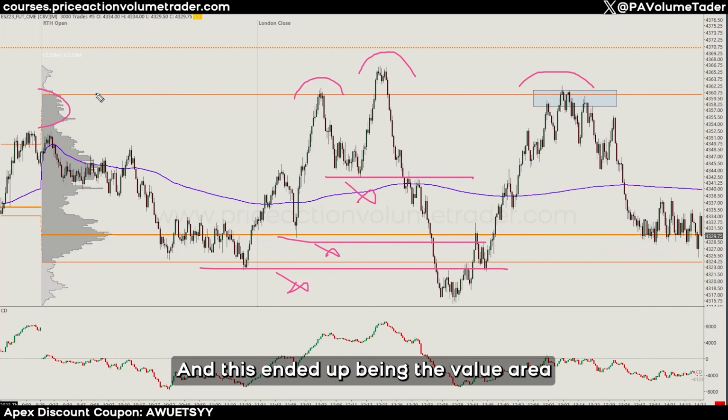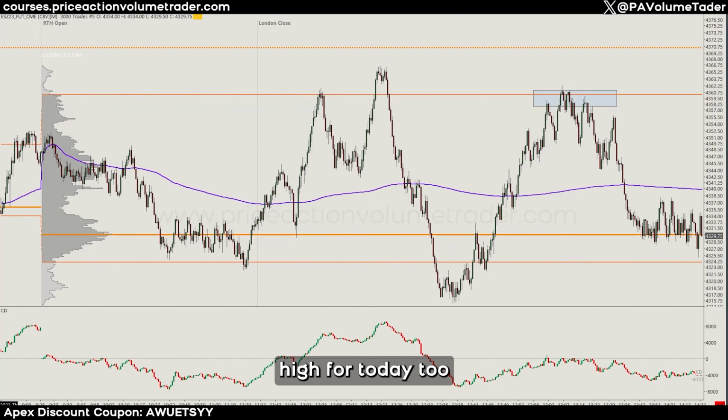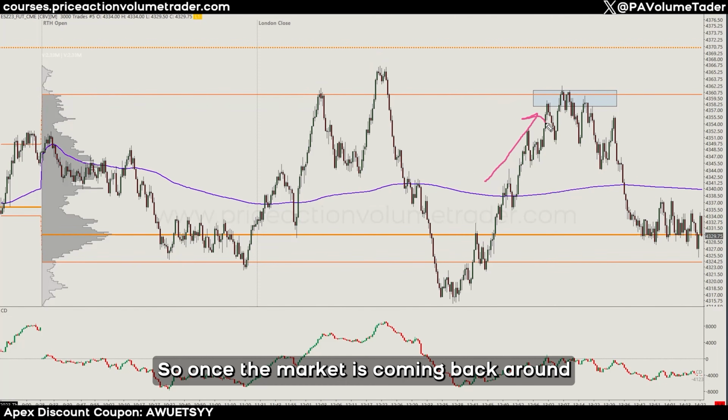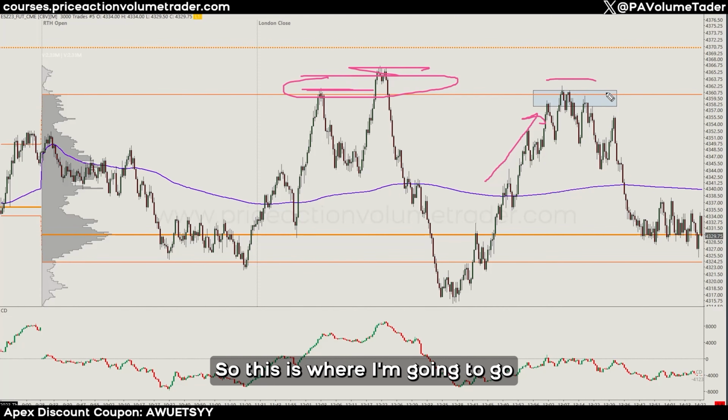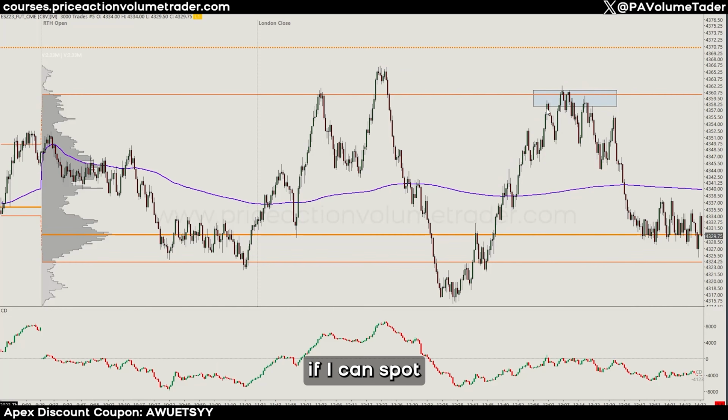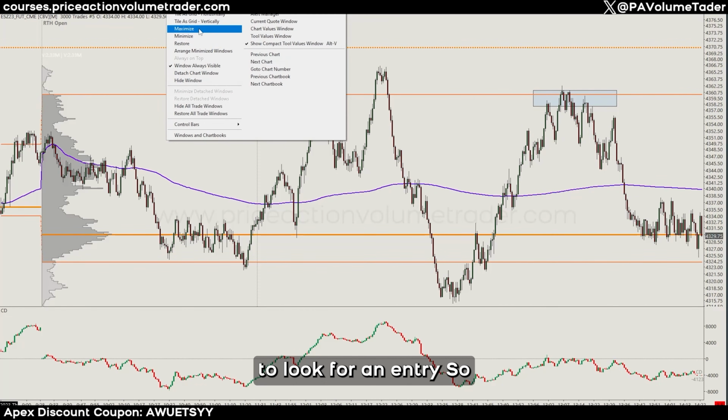And this ended up being the value area high for the day too. So once the market is coming back around this previous area, I know that there's some significant resistance to overcome right here. So this is where I'm going to go and focus on the footprint to see if I can spot any kind of buying absorption to look for an entry.